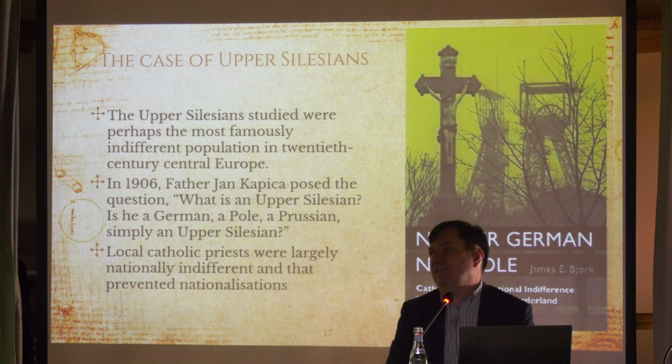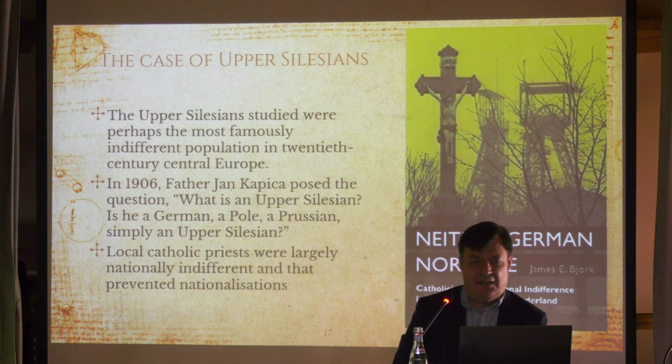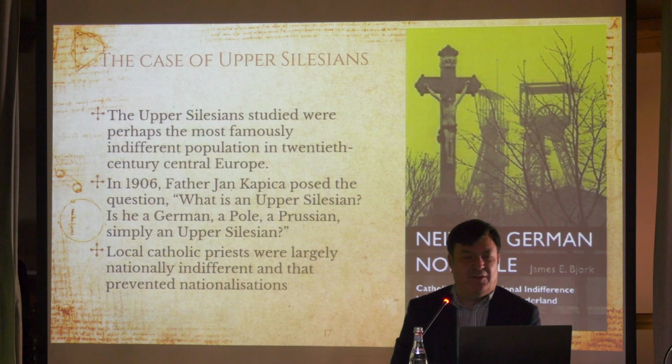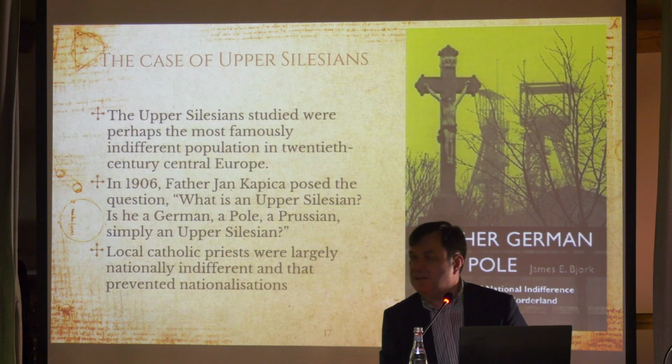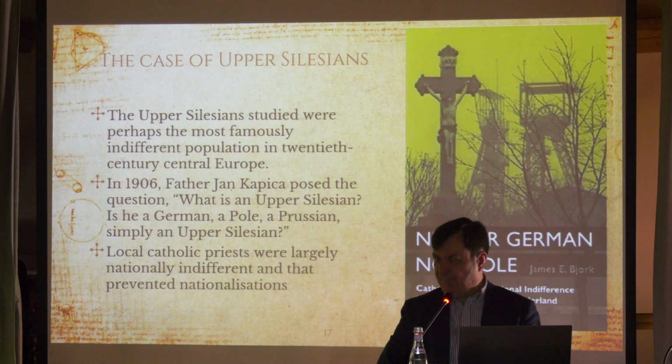So let's give several cases. This is the first case. The case of Upper Silesians, who, as you see from the title, were neither Germans nor Poles, and they are considered the most famous indifferent population in 20th century Central Europe. And there is this description in 1906, which Father Jan Kapitsa posed as a question. What is an Upper Silesian? Is he a German, a Pole, a Prussian, simply an Upper Silesian?